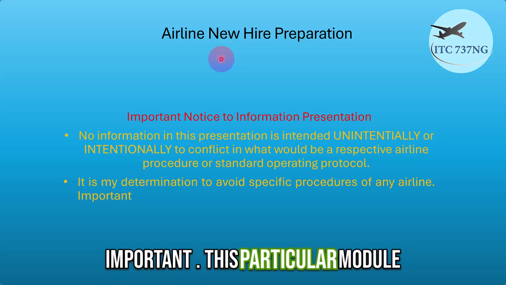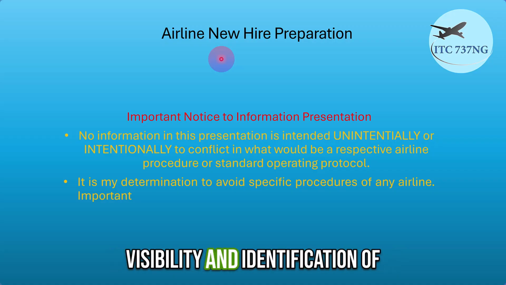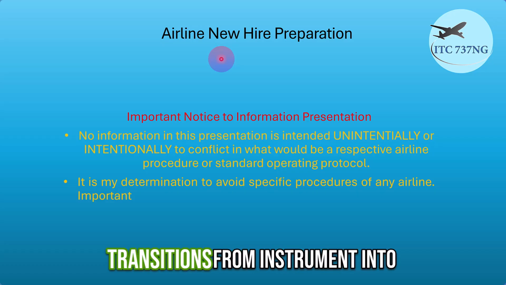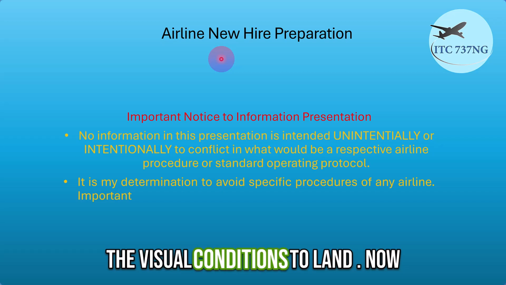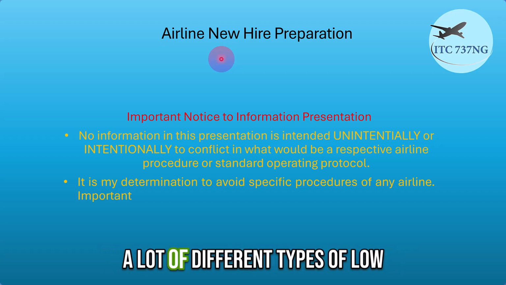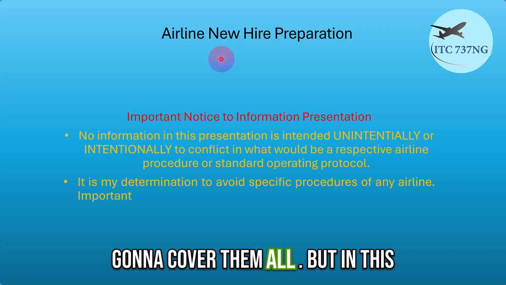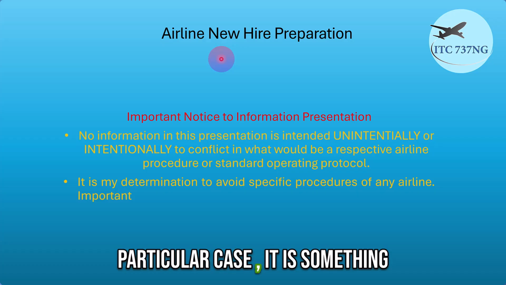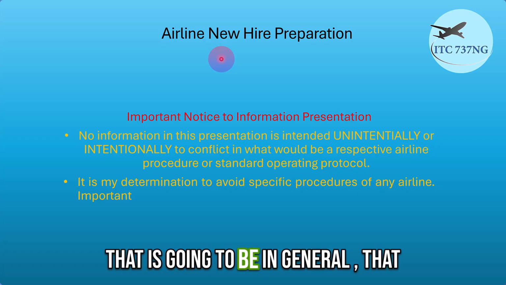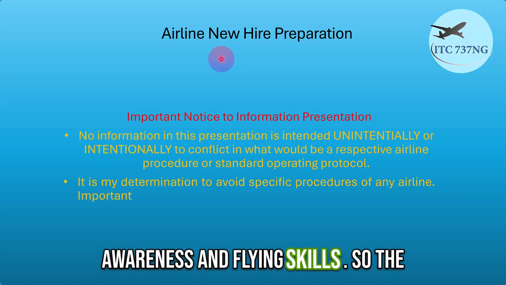This particular module is going to be associated with low visibility and identification of approach lights, runway, transitions from instrument into visual conditions to land. Now, there's a lot of different nuances, a lot of different types of low visibility approaches, and we're going to cover them all. But in this particular case, it has to do with situational awareness and flying skills.